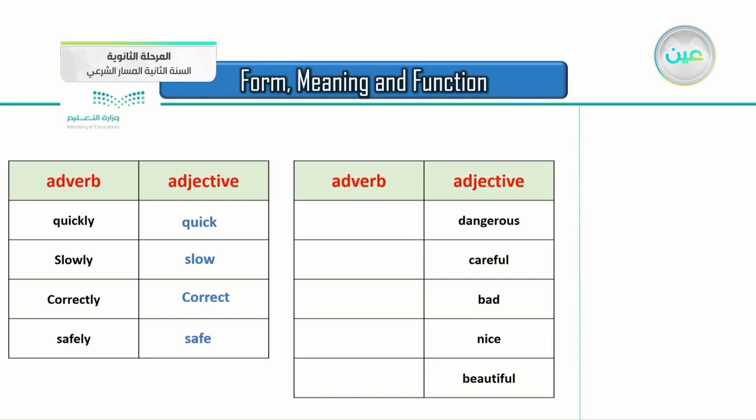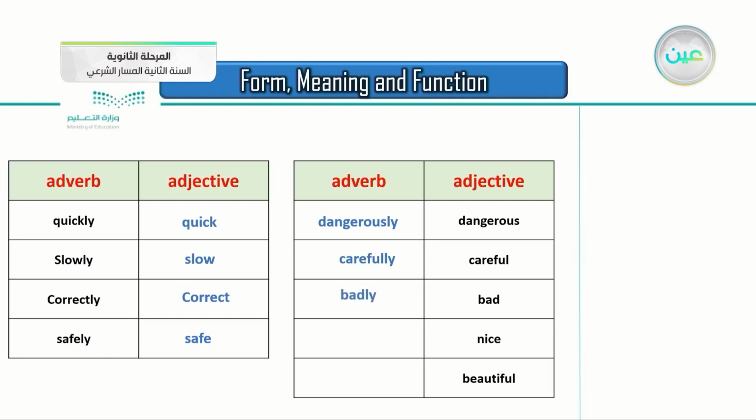So let's go the other way around. I'm going to give you the adjective and you try to come up with the adverb. So the first one is dangerous. The adjective here is dangerous. What's the adverb from this adjective? Let's see the answer here. It's dangerously. What about careful? Very good. It's carefully. And notice we have two L's here. Two L's, carefully. What about bad?